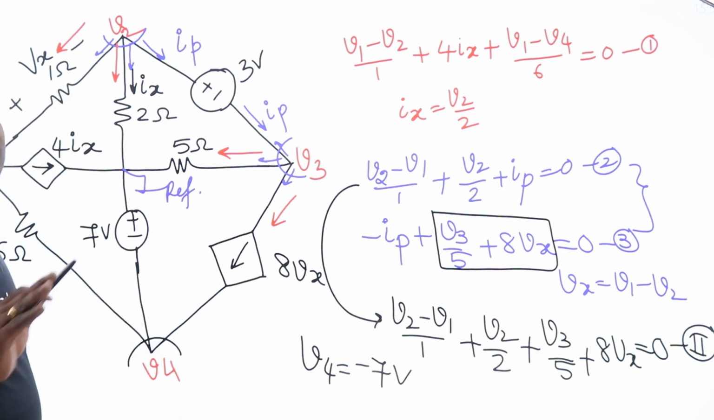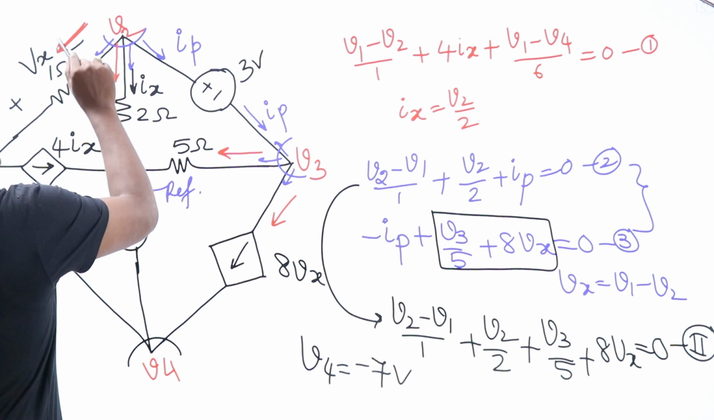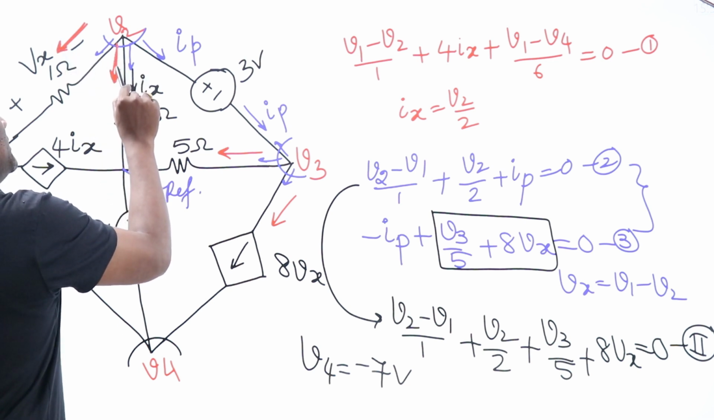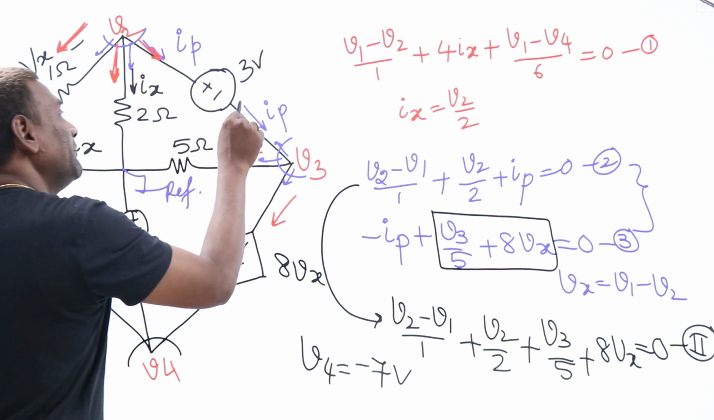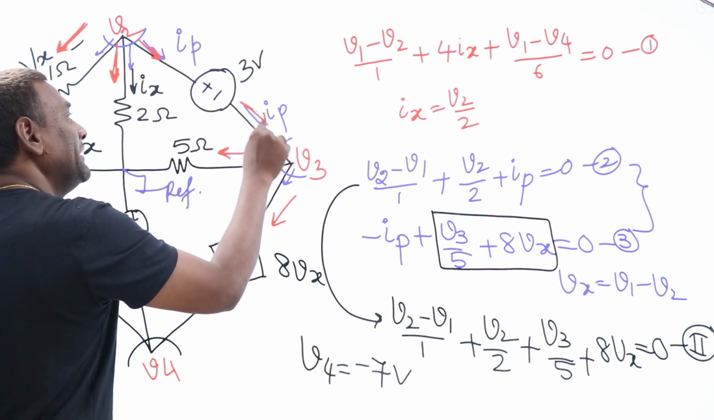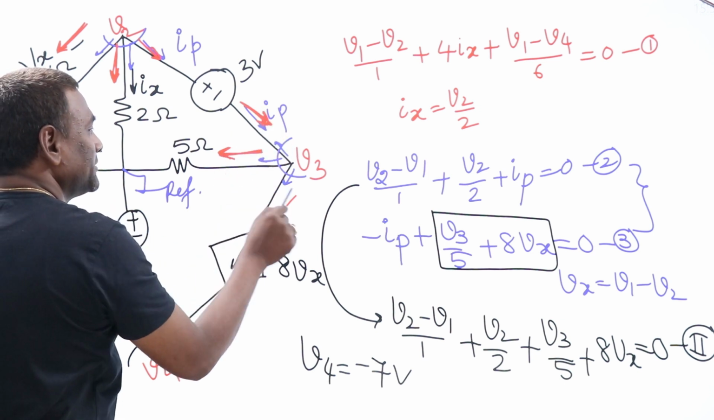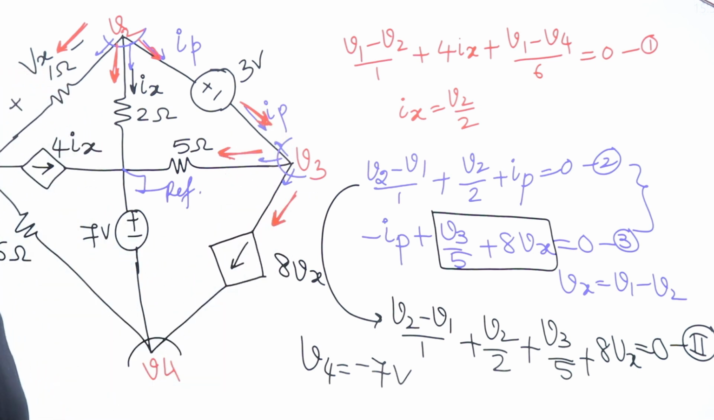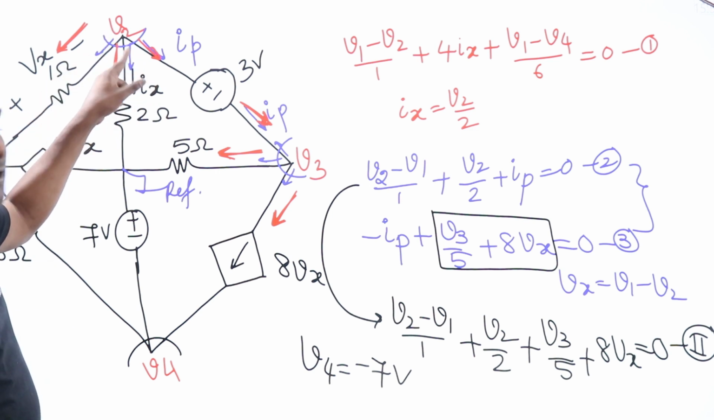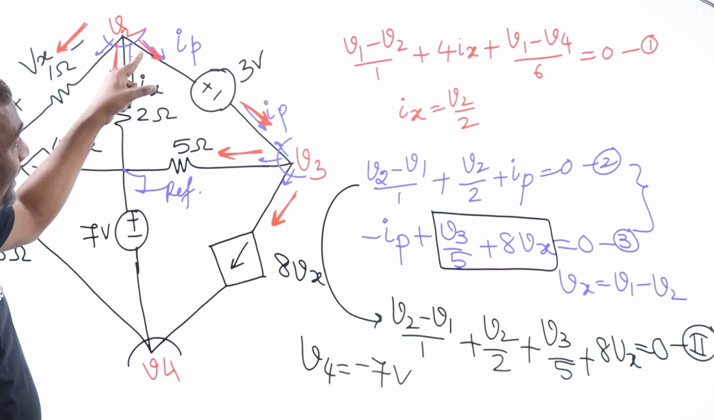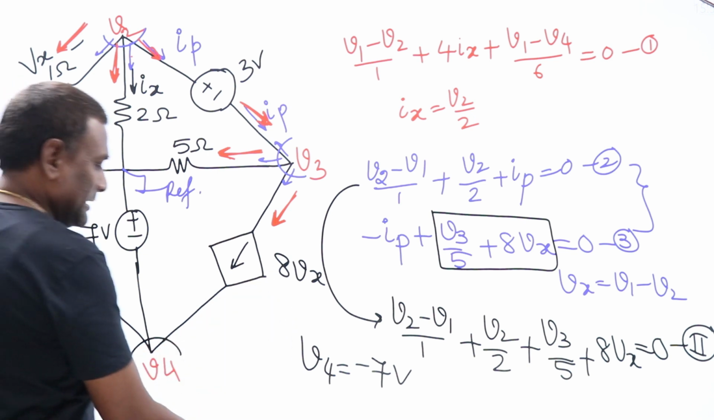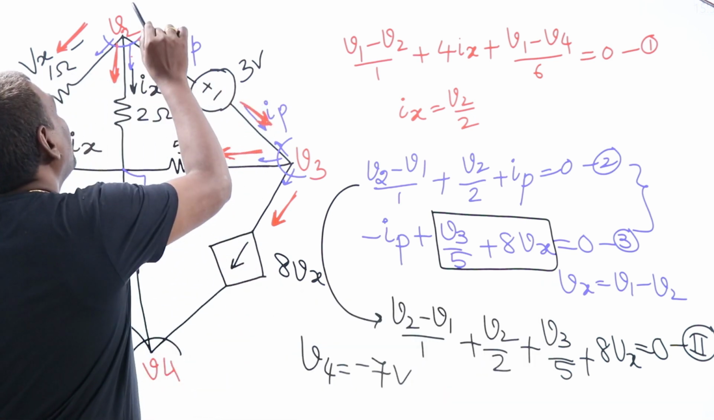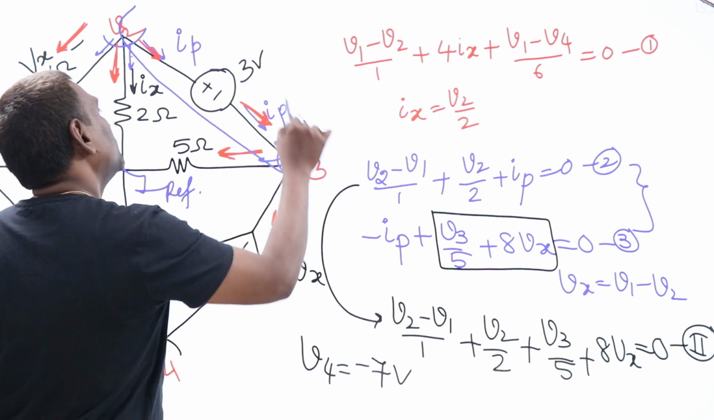See, the logic is very simple. Current leaving through this, plus current leaving through this, plus current leaving through this, but the current leaving through this I don't know. But I know that the same current will enter here. So the entering current here equals the two leaving currents. That's it. Problem solved. And here we call this a super node.